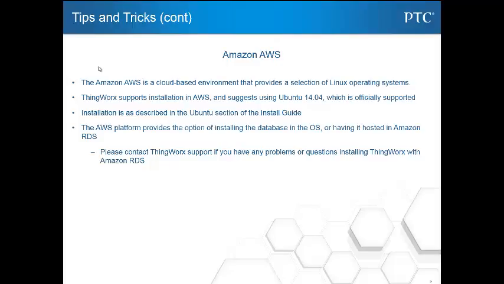You may have noticed that ThingWorx supports Amazon AWS. Amazon AWS is a cloud-based environment that provides a selection of Linux operating systems. ThingWorx supports any installation in AWS and suggests using Ubuntu 14.4, which is officially supported. Installation is as described in the Ubuntu section of the install guide. The AWS platform provides the option of installing the database in the OS or having it hosted on Amazon RDS. Please contact ThingWorx support if you have any problems or questions installing ThingWorx with Amazon RDS.